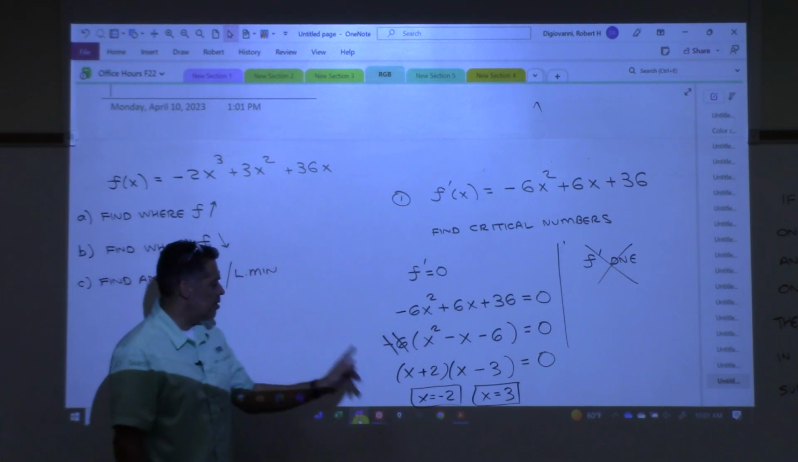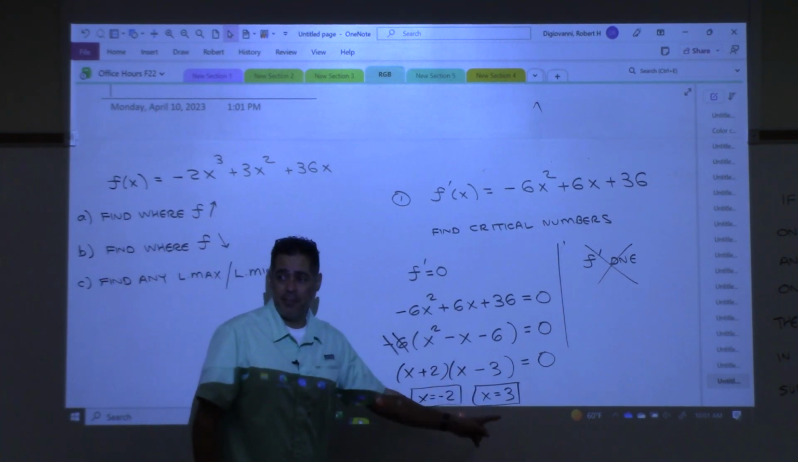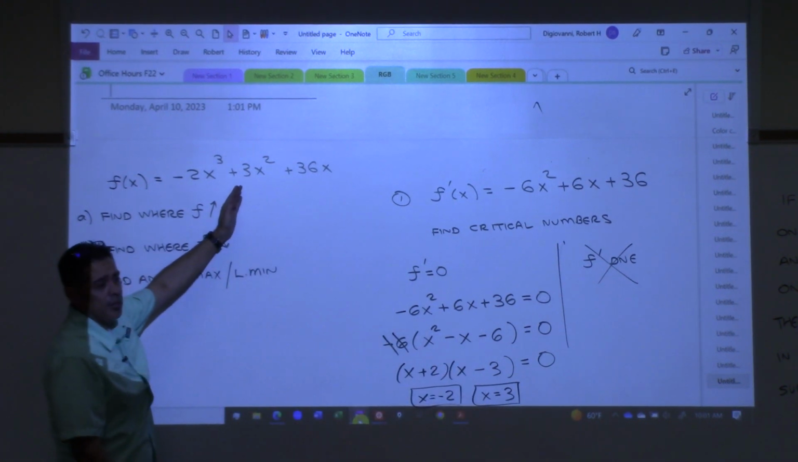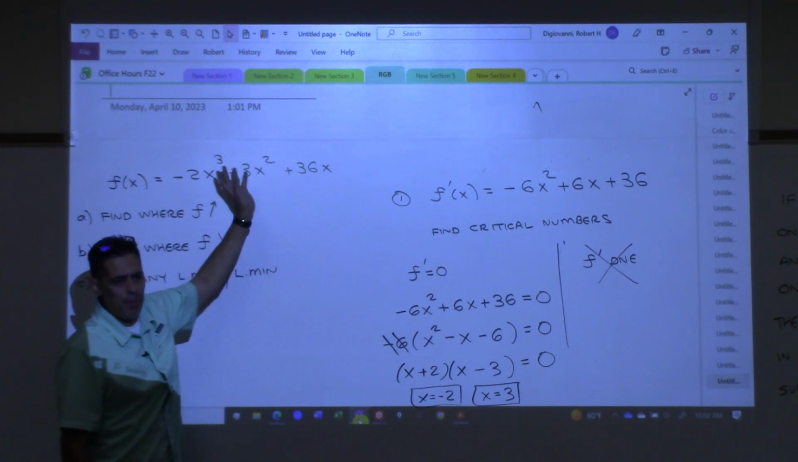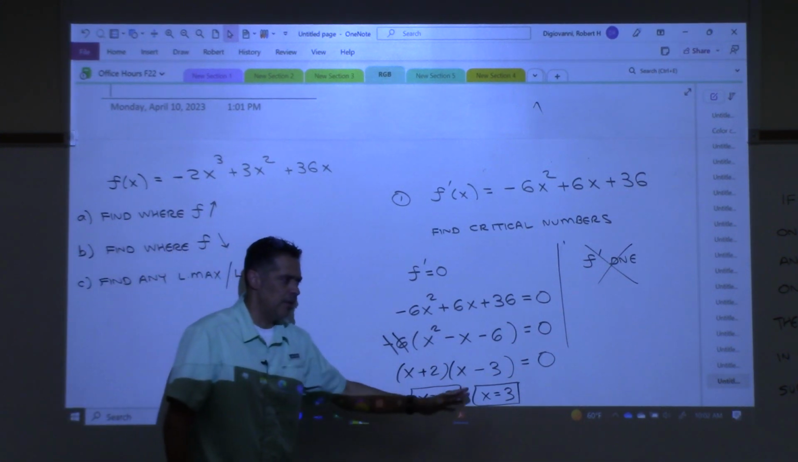So remember, to be a critical number, you have to be in the domain of the original function. Was there any domain issues up here? No, it's polynomials. So these are critical numbers. We don't have to throw anything out.